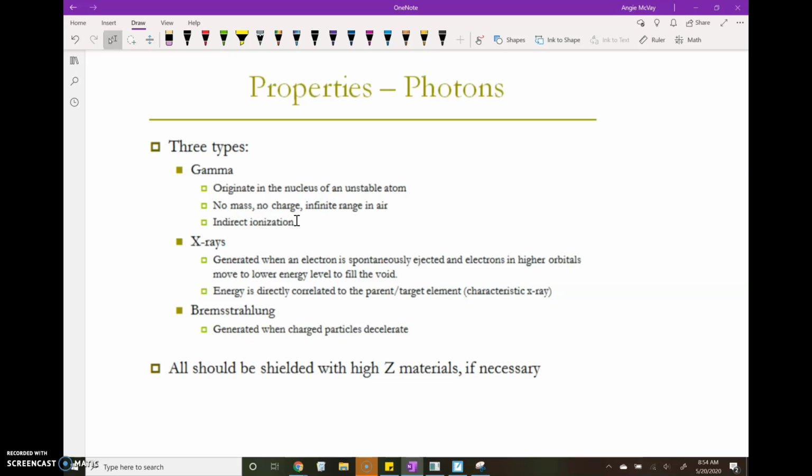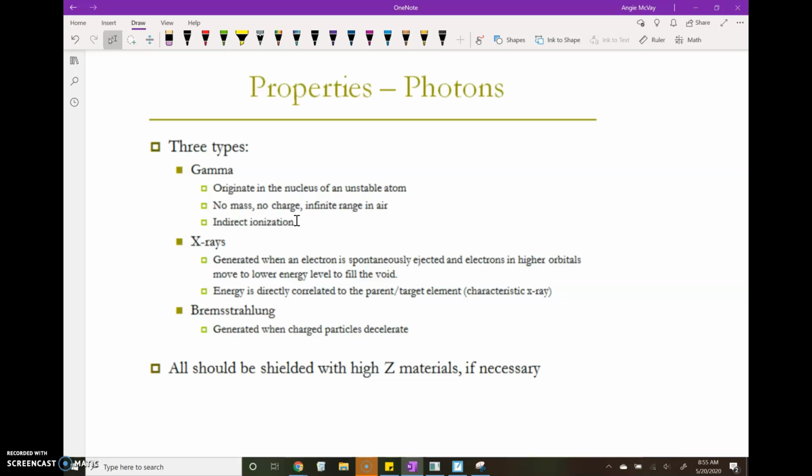Okay, X-rays as photons can also be produced. And what happens is electrons can be spontaneously ejected from an atom, and then higher energy electrons in higher orbitals will pop down to that lower energy level and produce a photon in the X-ray region of the electromagnetic spectrum. Obviously the amount of energy of the transition is associated with the specific energy levels between the orbitals for a specific element. So they'll be associated with the element.